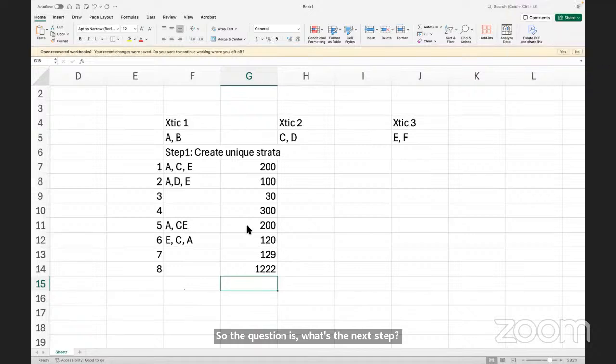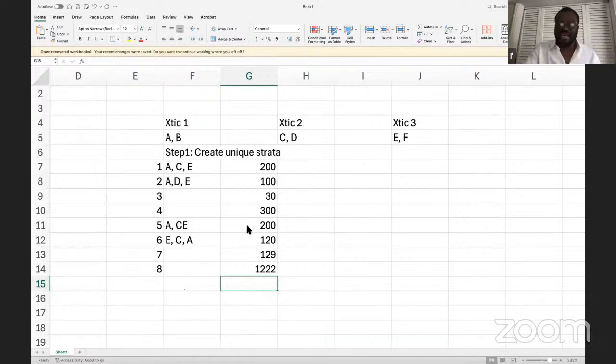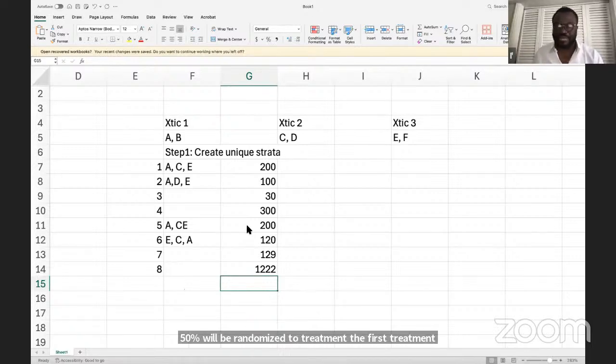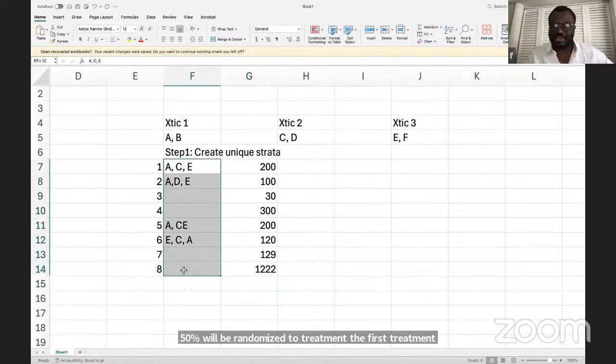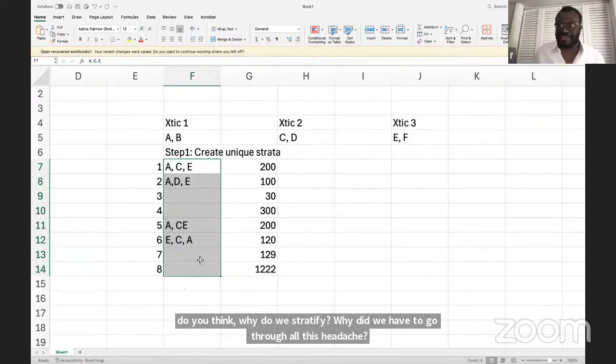The next step is to randomize them into the 2 arms in each of the strata. Excellent. So we can choose to say that we're going to randomize people at random, so 50% will be randomized to treatment, the first treatment, and the second will be randomized to the second treatment. Why do we stratify? Why did we have to go through all this headache of creating 8 strata in the first place? Why is that done?